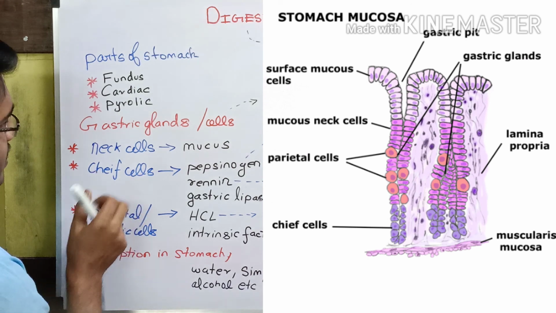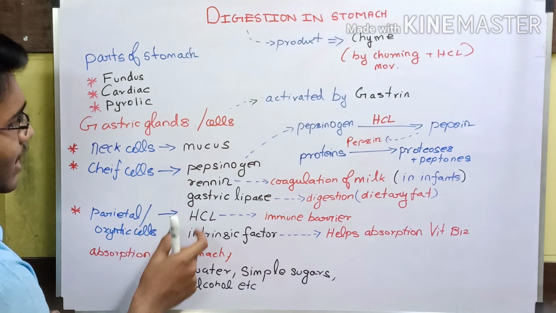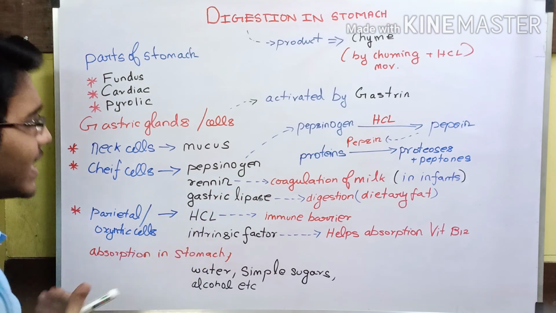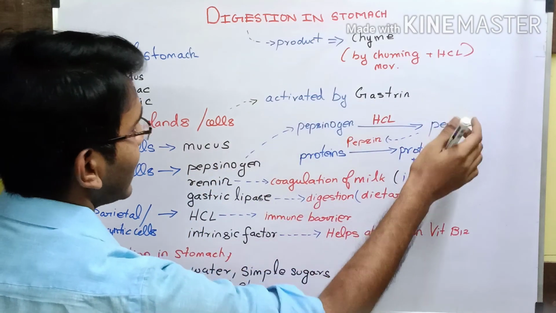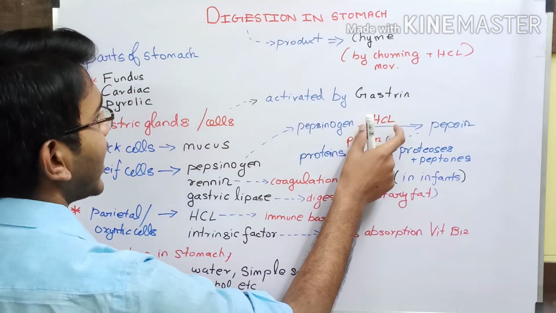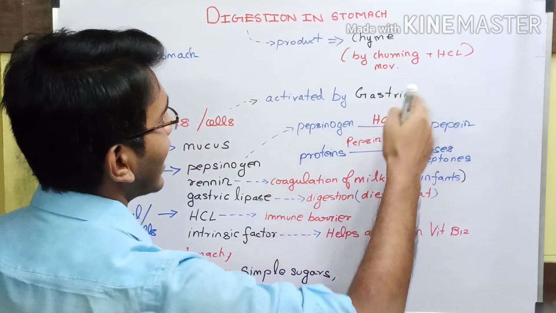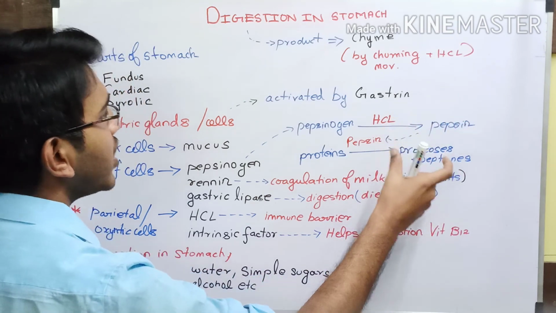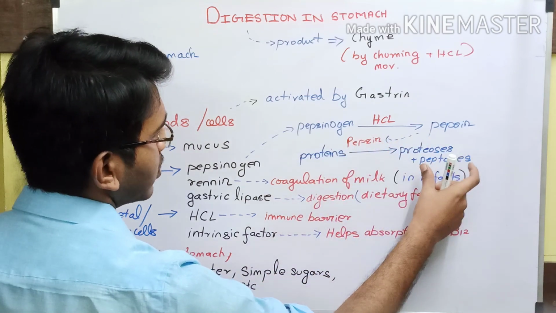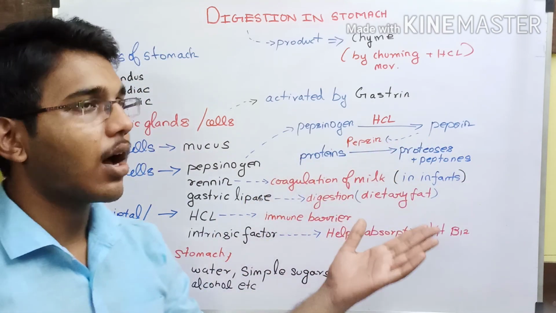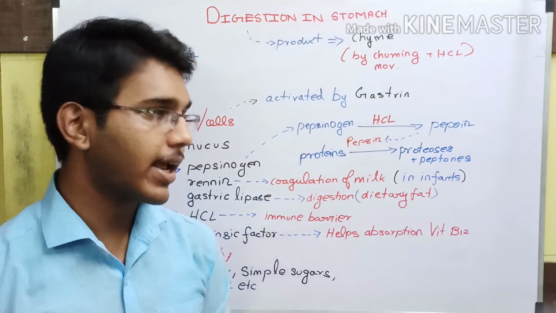And the chief cells secrete pepsinogen, a proenzyme, renin and gastric lipase. Renin and gastric lipase are active enzymes. Pepsinogen is a proenzyme which is converted to pepsin, an active enzyme, by the action of hydrochloric acid. So this pepsin is a proteolytic enzyme which breaks proteins into proteoses and peptones, and these are further hydrolyzed into dipeptides, peptides and amino acids in the small intestine.